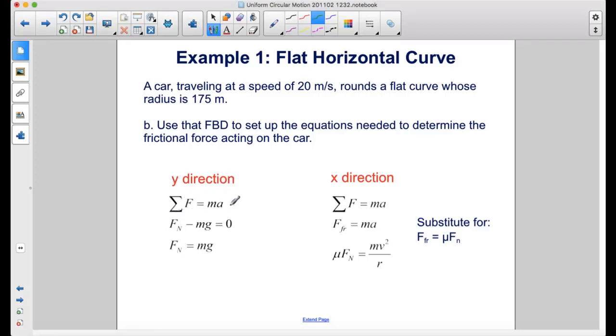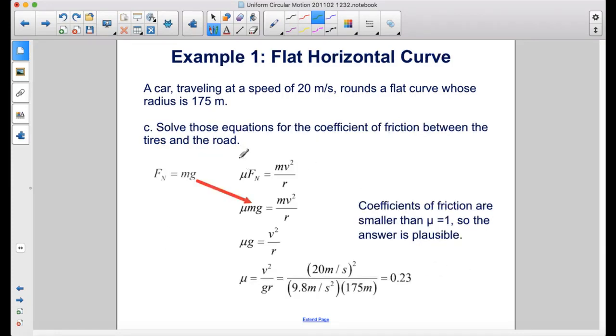So we have F equals ma, there's Fn up, mg down, there's no acceleration up or down, so that's 0, therefore the normal force equals mg. Then we go to the x direction, we only have that one horizontal force, the force of friction, and we set that equal to ma. a is v squared over r, since we're driving in a circle, and the formula for friction is mu times the normal force.